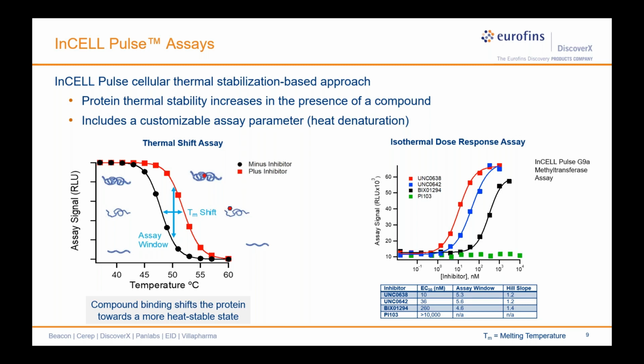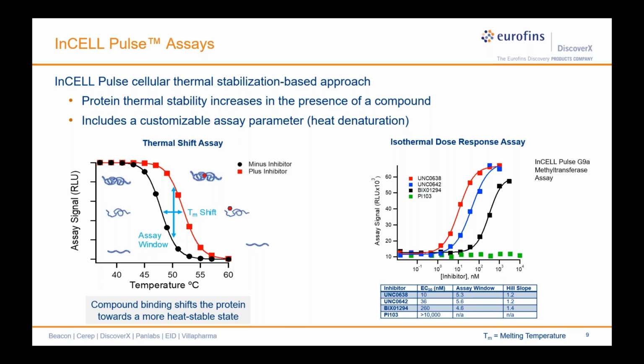Now, in the red squares, we have a curve which is generated in the presence of a single concentration of a ligand or a compound binding to our target. In this case, you can see it actually moves the denaturation curve to the right. So the target is now stabilized against thermal denaturation. The shift on the temperature axis, we can call a delta TM or a TM shift. And the separation of those two curves on the y-axis, we can call the assay window.